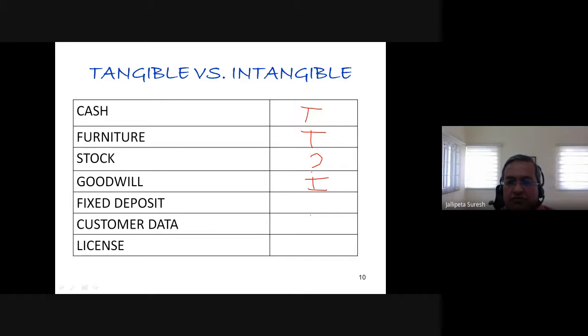Okay, now let's move on to fixed deposit. What do you say for this? I'll put a question mark again for this.